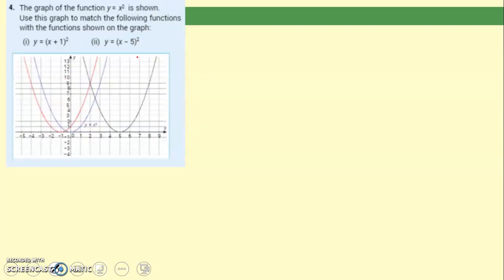Moving on to question number 4. The graph of the function y equals x squared is shown, and again it's the blue one shown here. Use this graph to match the following functions with the ones shown on the graph. So straight away I can see there's brackets there, and those brackets, remember the rule told us we're shifting left or right on the x-axis.